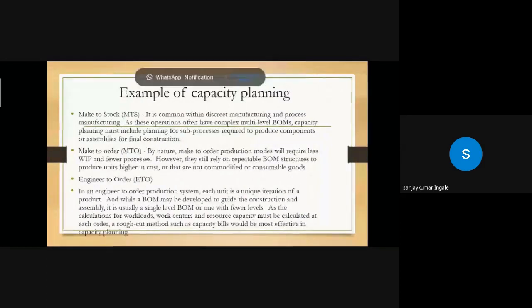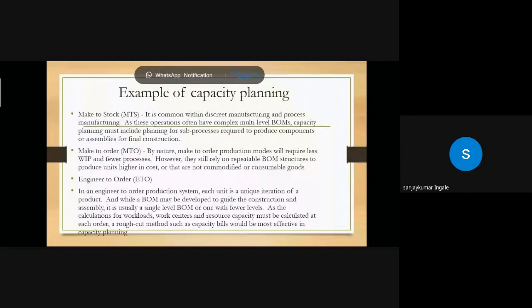Now, make to order. By nature, make to order production mode will require less WIP and fewer processes. Now, in engineer to order, in that production system, each unit is a unique iteration of a product. And while BOMs may be developed to guide the construction and assembly.